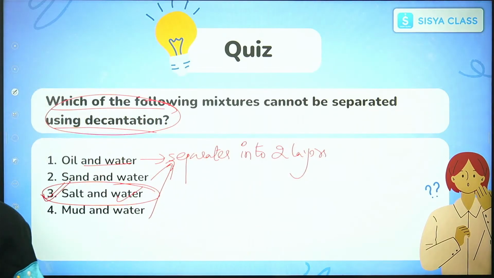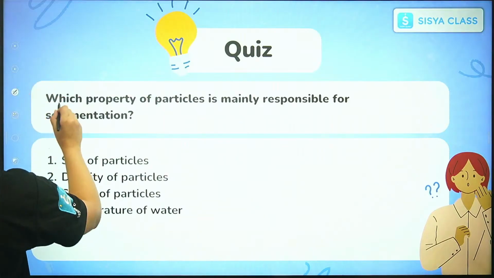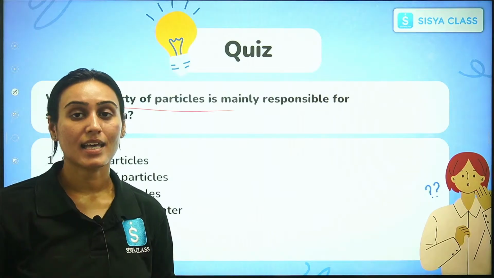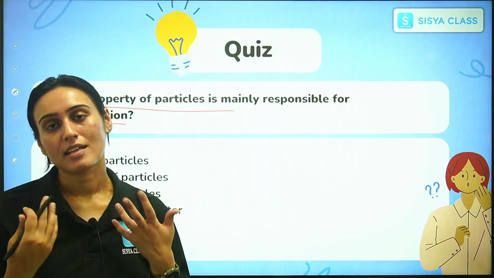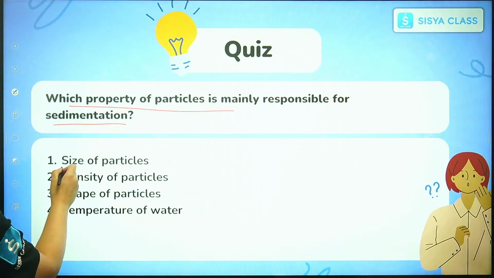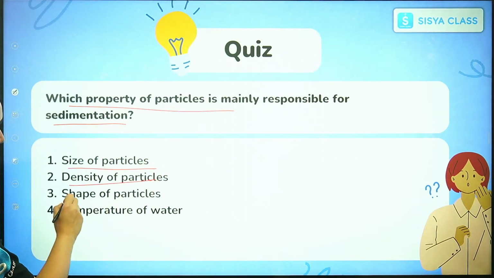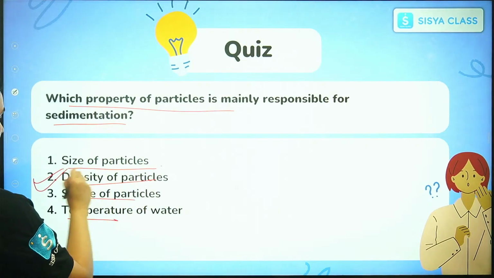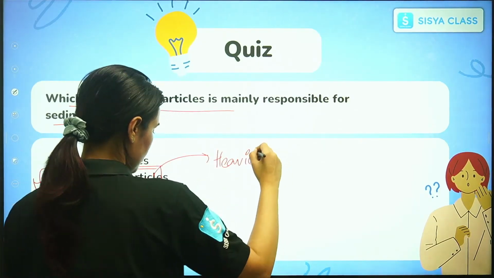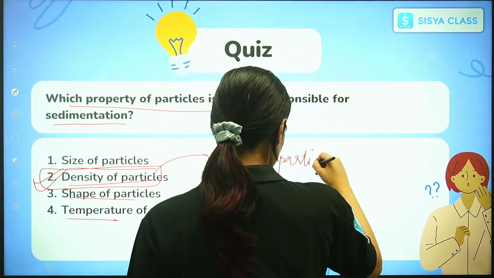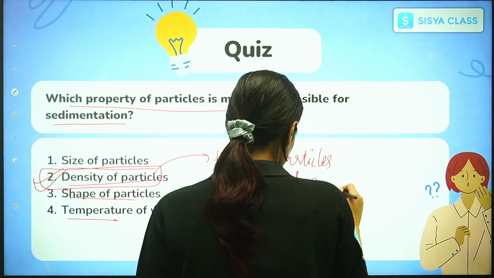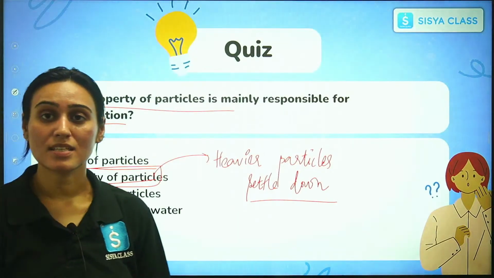Okay. Now, we see which property of particles is mainly responsible for sedimentation. That they are heavy, they have higher mass, heavier density. That is why they settle down, and your water, a clear liquid, is present above it. Size of the particles, density of the particles, shape or temperature. Heavier particles, they settle down. This was the process that we are using.